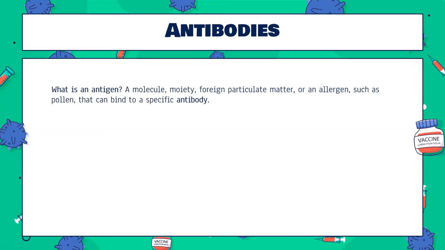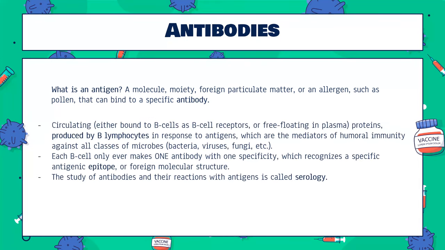An antigen is a molecule, moiety, foreign particulate matter, or an allergen such as pollen that can bind to a specific antibody. When I say antigen, you could think about just about anything: a bacteria, a bacterial fragment, a virus, even our own bodies can sometimes be perceived as antigenic. Antibodies are what respond to those antigens. We have two main types of antibodies: circulating antibodies or fixed B cell receptor antibodies. I meant the circulating can be two types. It can either be free floating in the plasma, or it can be attached to the B cell as a B cell receptor.